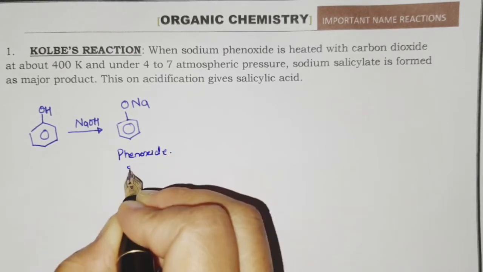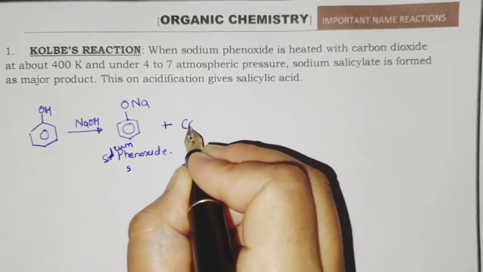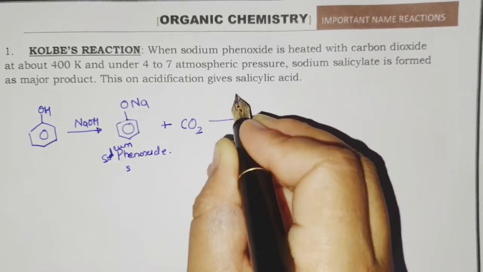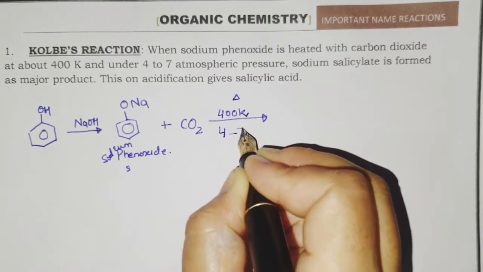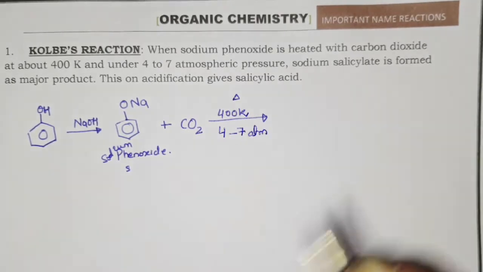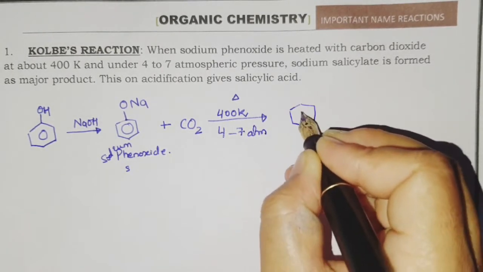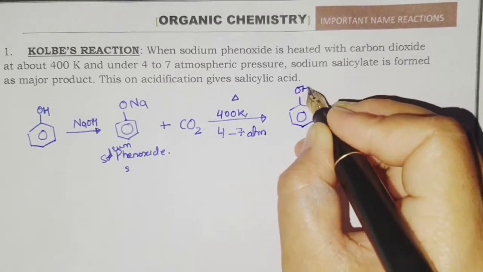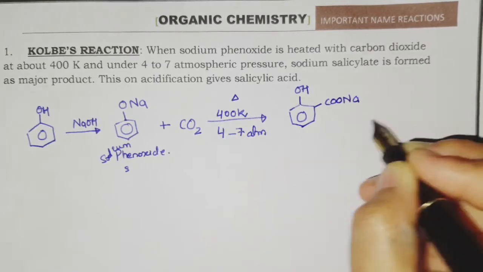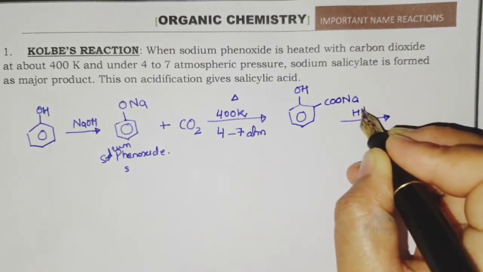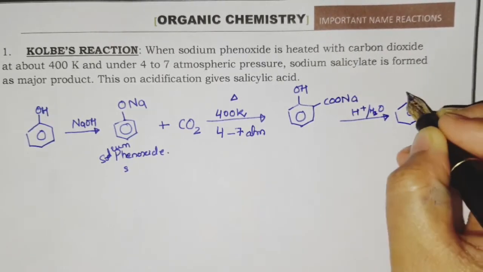Now this, on heating with carbon dioxide at temperature 400 Kelvin and pressure 4 to 7 atmosphere, we'll get sodium salicylate, and this upon hydrolysis will give salicylic acid.